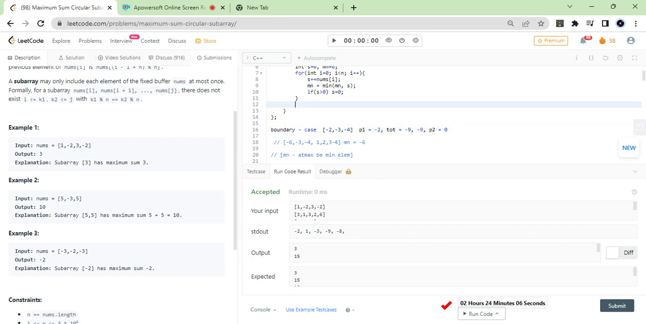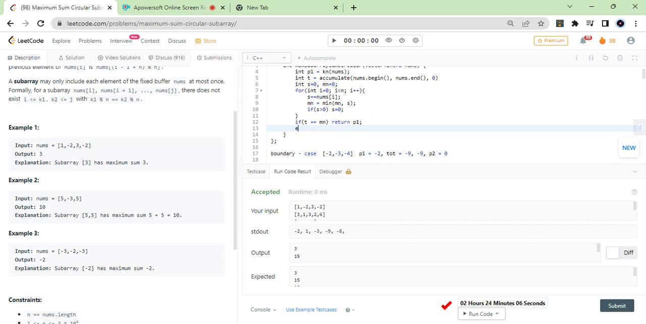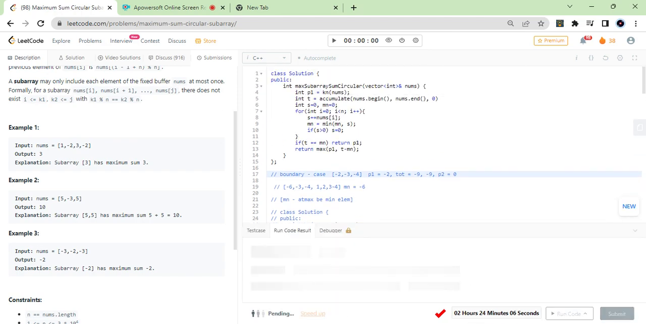So it's only the case if all are negative. How can you see all negative? It's simple. If t is equal to mn, like all negative, then you return your p1, whatever this is returning. Else you return max of p1 comma t minus mn, because that is what it is giving me. Oh man, I think now it should work. Let's just test it once.